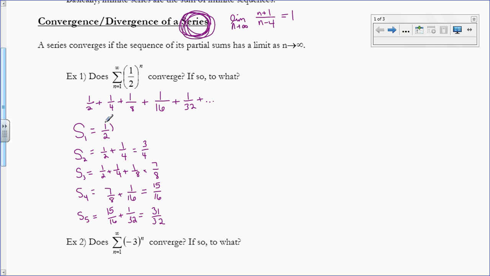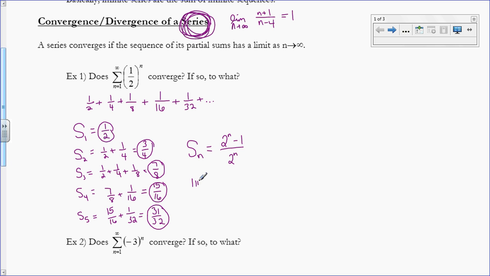Let's look at the sequence of the partial sums: a half, 3/4, 7/8, 15/16, 31/32. If I were to write S sub n, where n is the nth partial sum, I want to think about the pattern I see. The denominators are 2, 4, 8, 16, 32. Those are all powers of 2. Isn't 2 squared 4? And isn't 2 cubed 8? So my denominator is always 2 to the n. And my numerator, 1, 3, 7, 15, 31, is always one less than the denominator. So this is 2 to the n, take away 1.